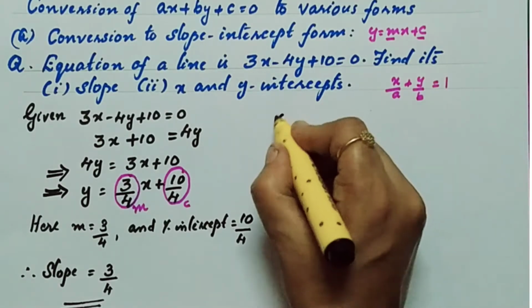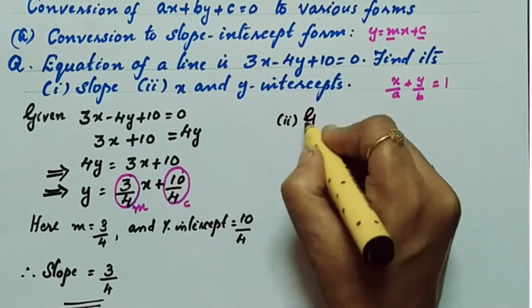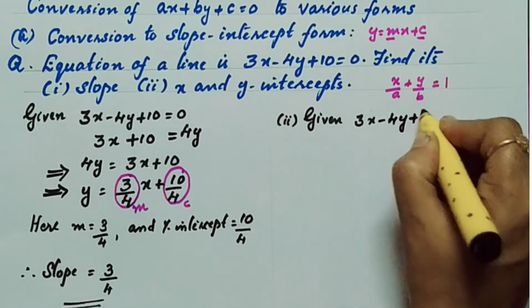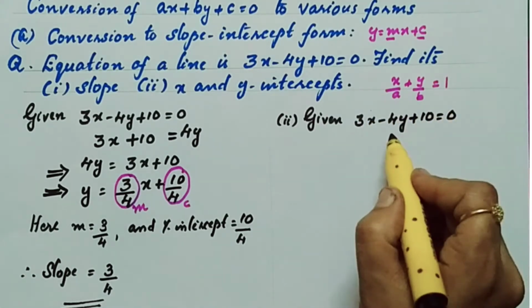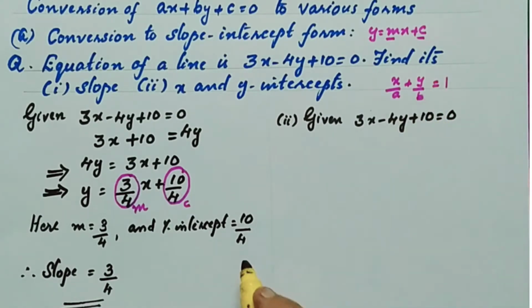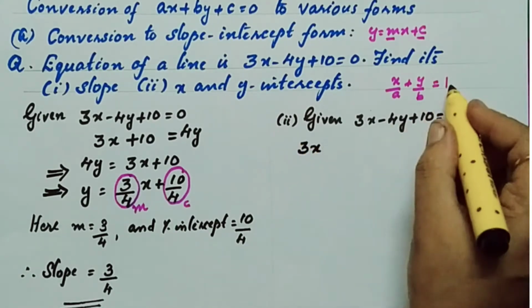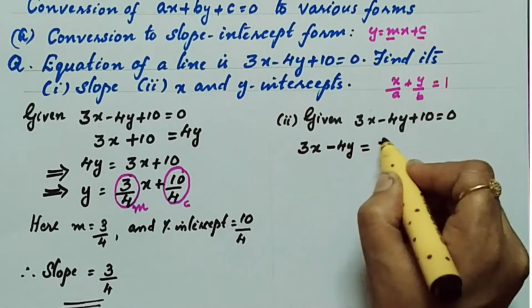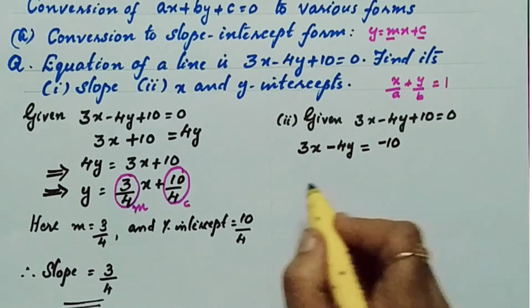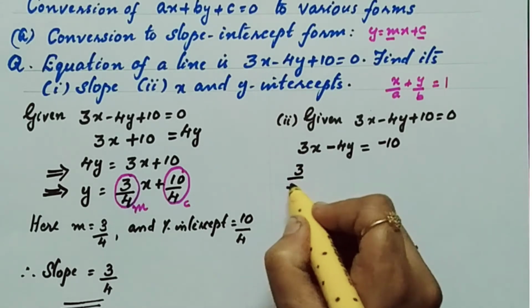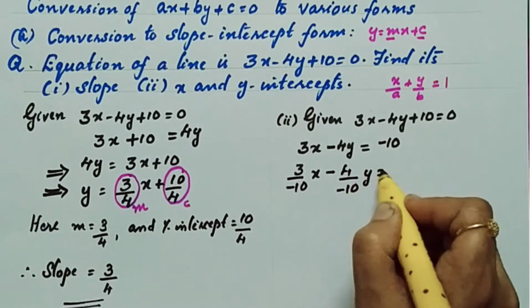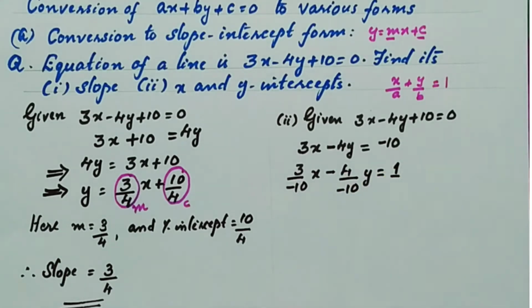Okay, we can check. Once again, I am going to write the given equation. You are given the equation as 3x minus 4y plus 10 equal to 0. My aim is to convert the equation to the intercept form to get the x and y intercept. For the intercept form, you know that the right side is 1. So, 3x minus 4y, this 10 comes to the right side and becomes minus 10. Dividing throughout by minus 10, I get 3 by minus 10 x minus 4 by minus 10 y equals minus 10 by minus 10, which is 1.